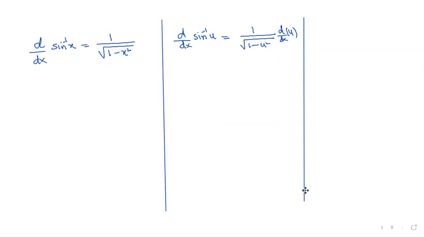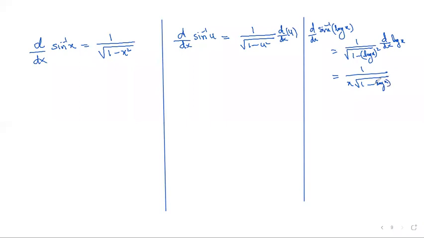Now write an example for it on the side. What will be the derivative of sine inverse of log x? Speak out. 1 upon root of 1 minus log square x into derivative of log x, which is 1 by x. So finally, 1 by x root of 1 minus log x whole square. So today's homework is going to be this type of question.